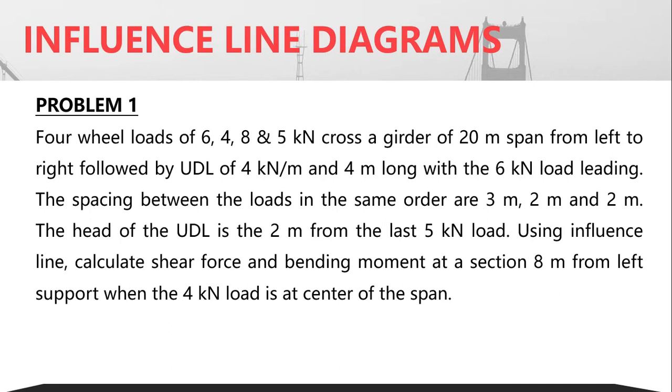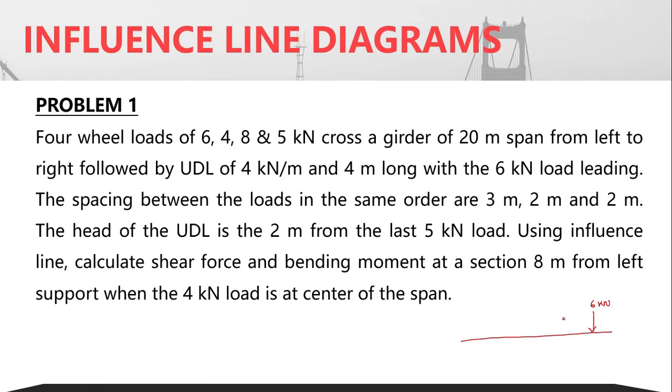So it feels a bit confusing. The first line itself is explaining the type of wheel load. So you have a train of loads that is going from left to right. The 6 kN load is leading. So you have here a 6 kN.